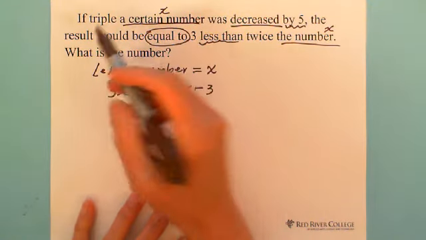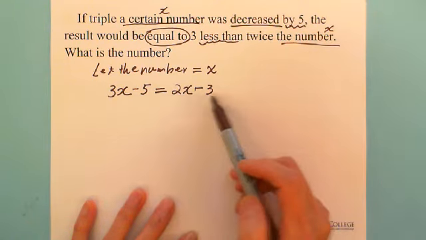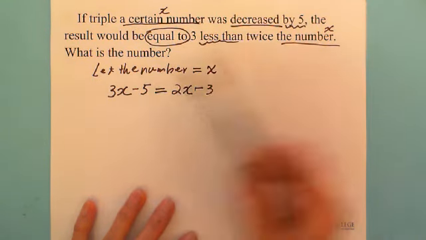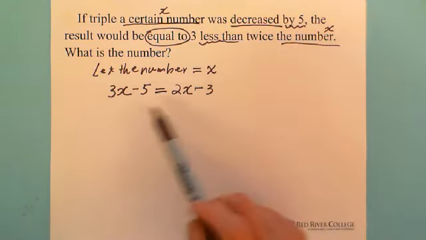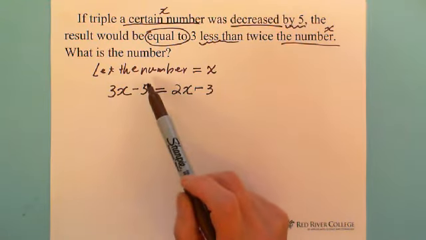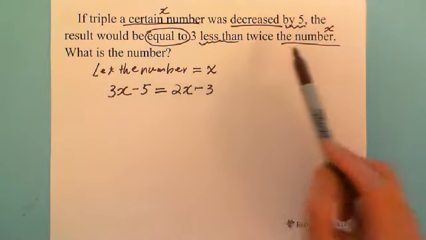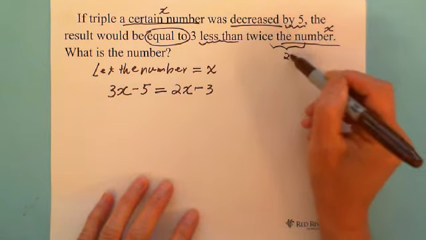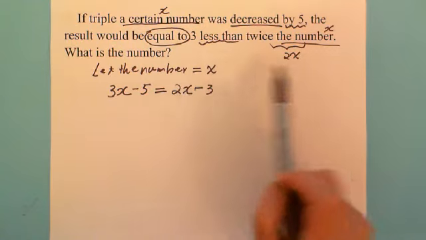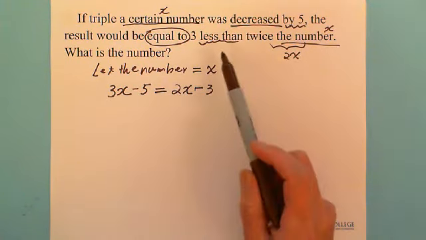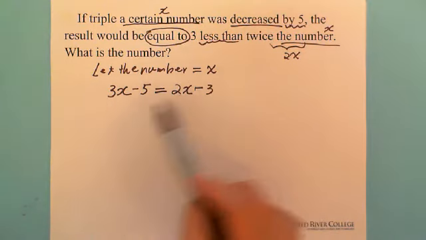So before equal, the expression is 3x minus 5. After equal is 2x minus 3. And this is very important: the third time, you double check. Triple a certain number, triple x, decreased by 5, minus 5. This result would be equal to 3 less than twice the number. Twice the number is 2x, or double the number, the same thing. 3 less than, so it's 2x minus 3, because less means subtract. So equal to this one, and what is the number?